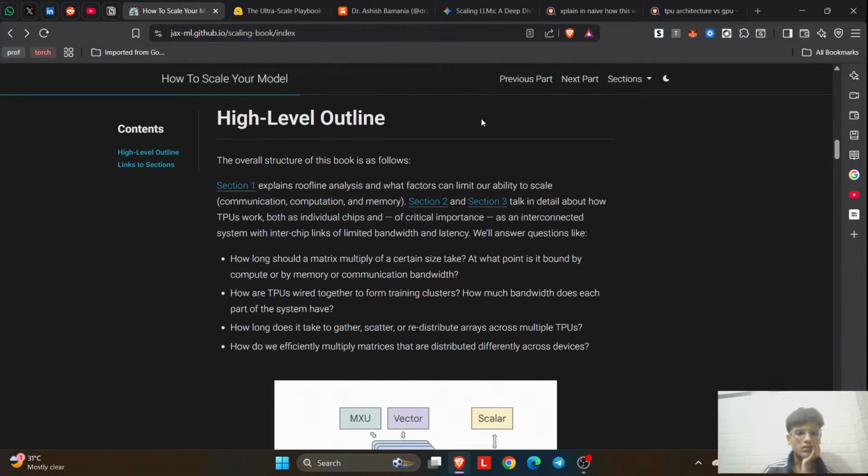High level outline. Section 1 explains roofline analysis and what factors can limit our ability to scale. The three factors we already studied: communication, computation, memory. Sections 2 and 3 talk in detail about how TPUs work, both as individual chips and, of critical importance, as an interconnected system with inter-chip links of limited bandwidth and latency.